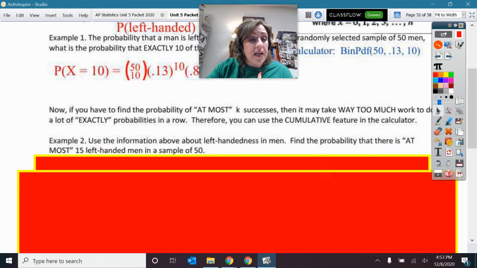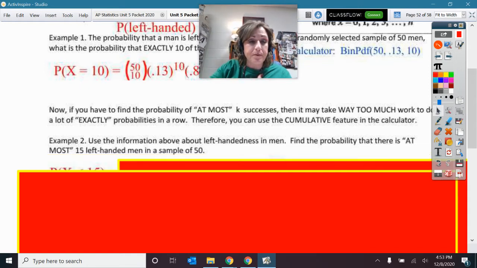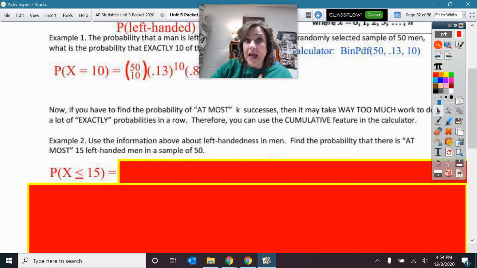So here we have information we'll use: the left-handed men. Find the probability that there is at most 15 out of a sample of 50. Okay, so let's see what we got here. So with at most, I have to always think about this. If I want at most 15, can I have 15? And so that's yes. Okay, so at most 15 or less. So that's why I have this less than or equal to here.